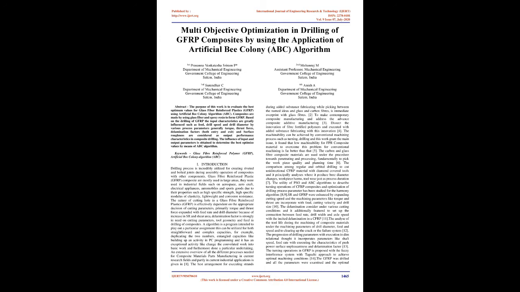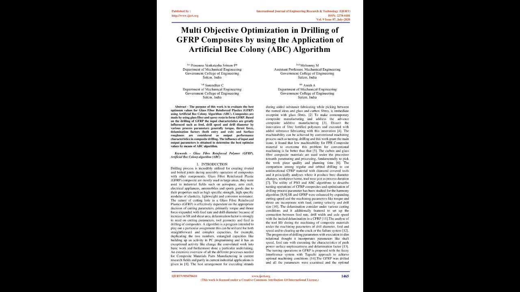The quality of cutting a hole in glass fiber reinforced plastics, GFRP, is effectively dependent on the appropriate decision of cutting parameters, primarily torque and thrust force, which increase with feed rate and drill diameter because of increase in SR and shear area. Delamination factor is strongly dependent on cutting parameters, tool geometry, and feed in drilling of composites.